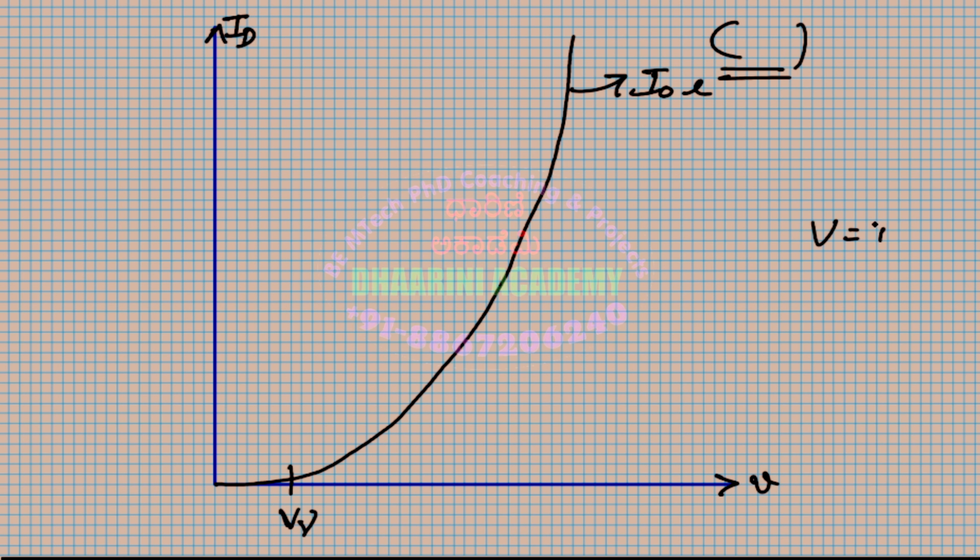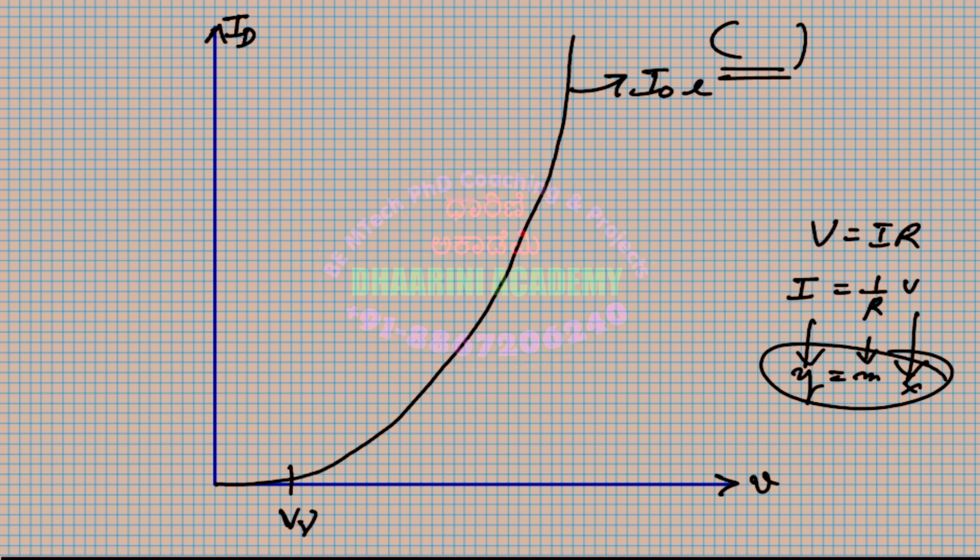For a resistor, V is equal to IR. This should be satisfied, correct? So if you consider the output as I, it is 1 by R times V. So this is your M, this is the X value and this is my Y value. Y equal to MX, right? I wanted to bring it.